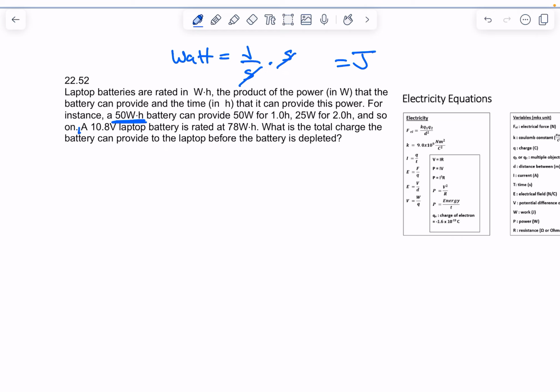So in our question, we'll start right here. We've got a 10.8 volt laptop battery. We've got 78 watt hours. What's the total charge the battery can provide?